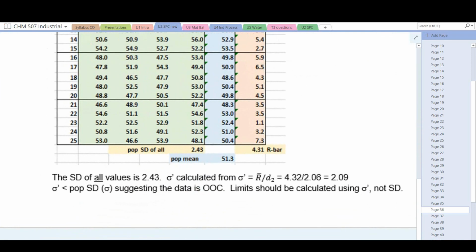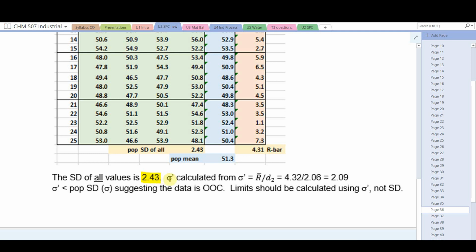So at the bottom here, we have the population standard deviation of all the data points is 2.43. We have the R bar, which is the average of all the daily ranges, and we have the population mean is 51.3. Recall the target for the IQC is 50. So the standard deviation of all the values is 2.43.